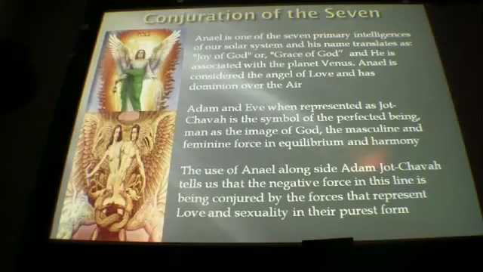That's cool. So, Anael is one of the 7 primary intelligences of our solar system, and his name translates as the joy of God, the grace of God, and he is associated with the planet Venus. Anael is considered the angel of love and has dominion over the air. Adam and Eve, when represented as Yod Hava, is a symbol of the perfected being, man as the image of God, the masculine and feminine force in equilibrium and harmony. That's why the Yod Hava basically represents the Elohim, the plural male-female androgynous being.